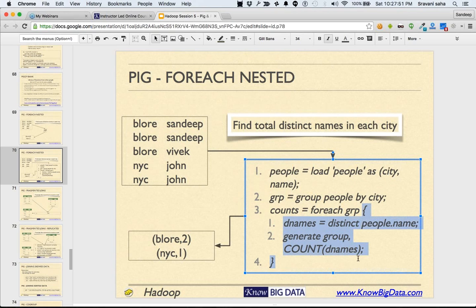So this is what is causing the nesting. Nesting, as in, we can use foreach within a foreach. So when you put brackets here, you will get two data sets. One is called people, other is called group. These are the two fields of the tuple, each tuple of the grp bag.